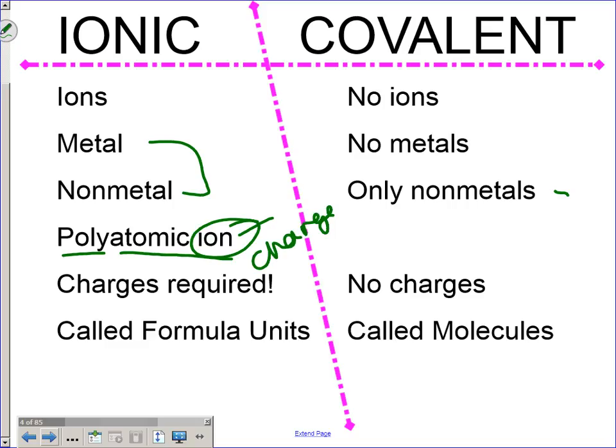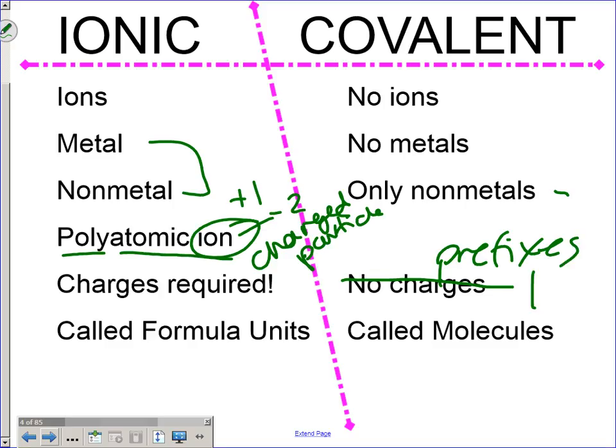Charged. Yes, charged particle. So if you have a charge, like a +1 or -2 or anything like that, you have an ion. It's going to be in the ionic category. You will not have charges or ions in a covalent substance. Instead, we don't use charges, we will use prefixes to indicate a number, whereas we'll use charges to indicate a number over here. We're getting there in a second.